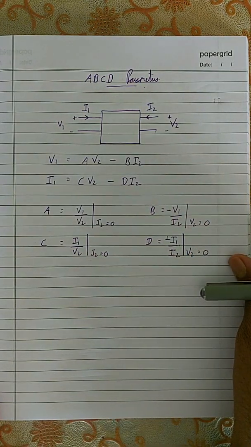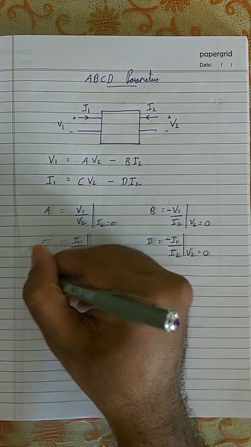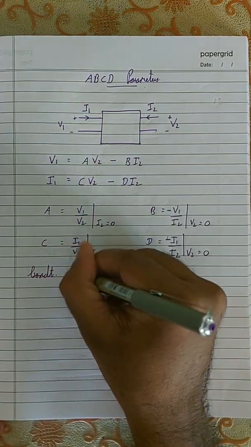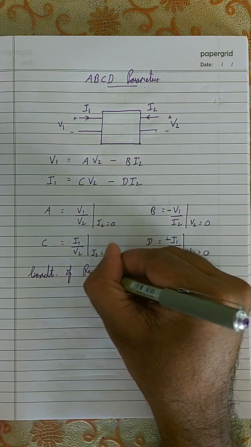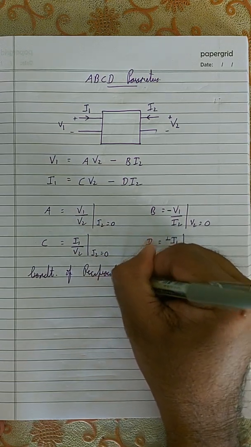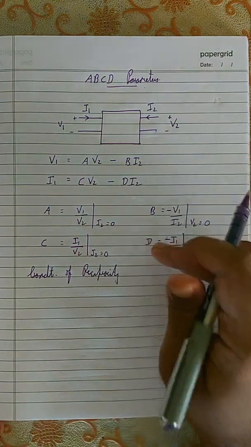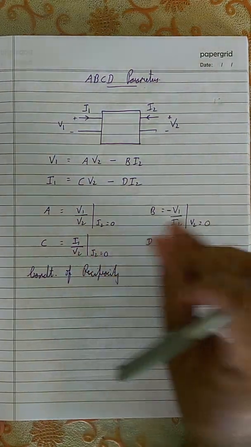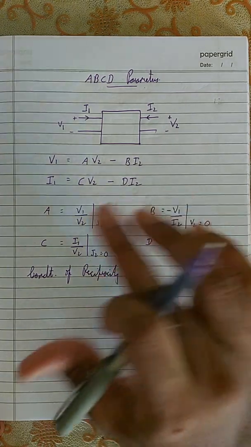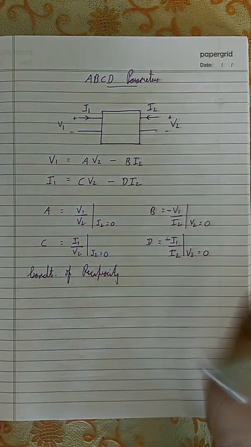So how do we define the condition of reciprocity? First we'll discuss that. When is a network said to be reciprocal? A network is said to be reciprocal if the ratio of the excitation and the response is the same when the position of the excitation and the response is reversed.